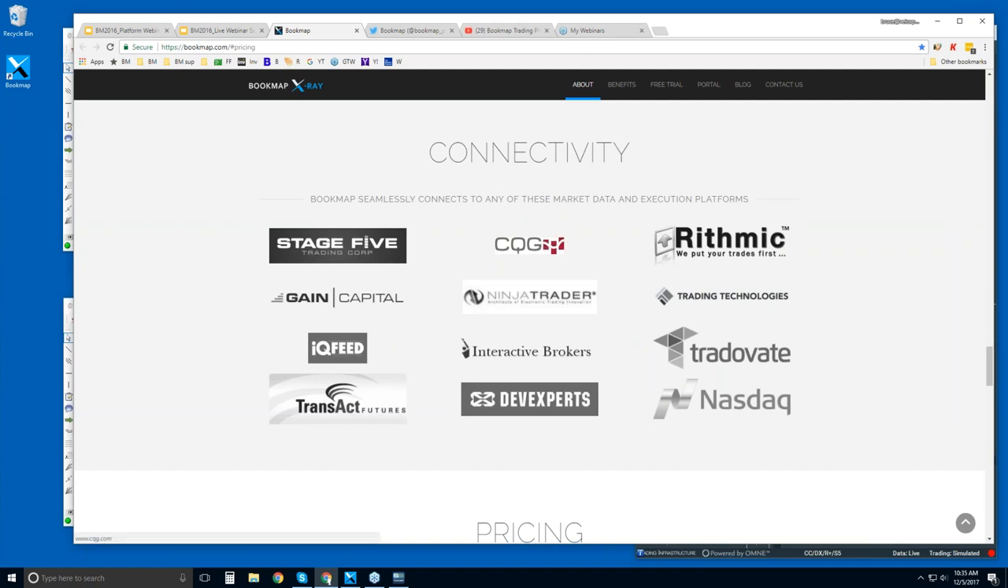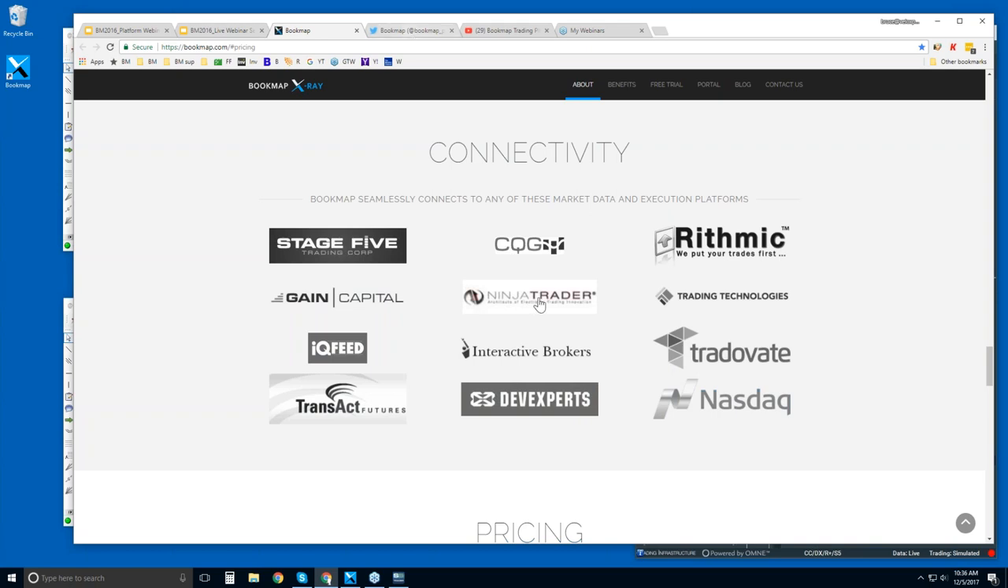So just like any other futures trading platform, like NinjaTrader or TTX Trader Pro or Interactive Brokers, these are platforms, and you need to connect your data to that platform. You'll do the same in Bookmap. Now, these three here are kind of interesting because we actually connect through the API of these platforms as well. So it's kind of a mixture. That's great because if you use primarily Ninja or primarily TTX Trader Pro, you can also go through them as well. Else you just input your credentials for CQG or Rhythmic or Gain or IQFeed or Transact or DXFeed here, Dev Experts for NASDAQ.